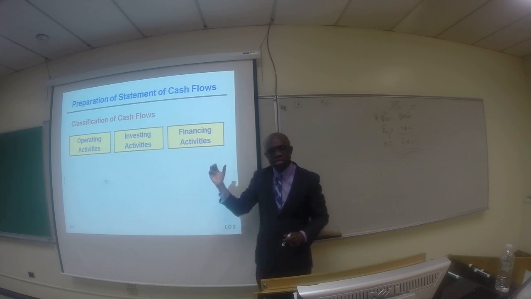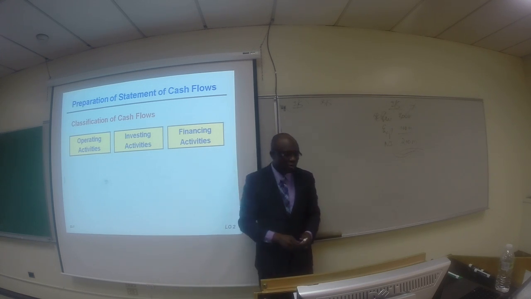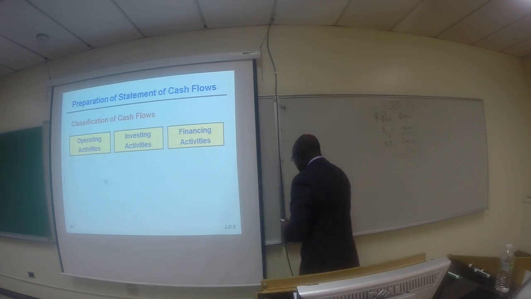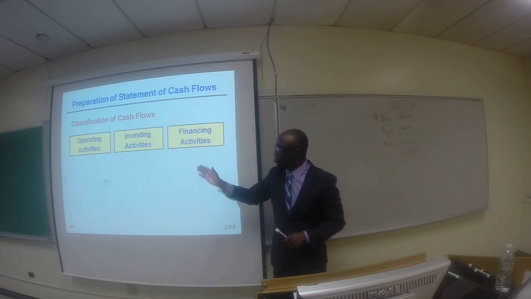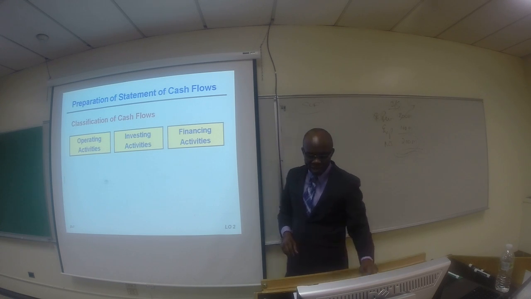And take a look at this. Statement of cash flows is a different animal altogether. In the statement of cash flows, we have three categories, just like the balance sheet. Number one, we have operating activities. Number two, we have investing activities. And number three, we have financing activities.